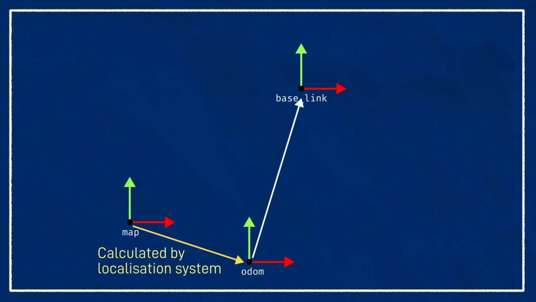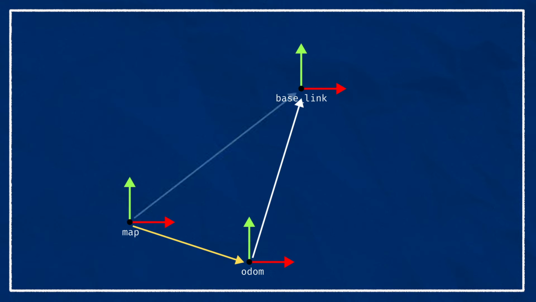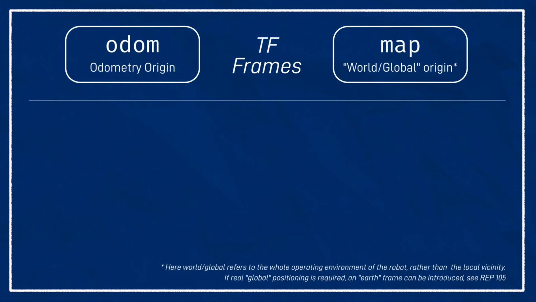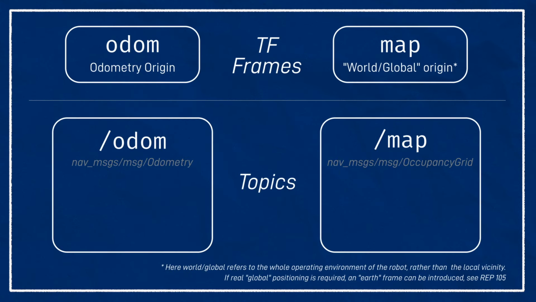This is a bit weird since the map to ODOM transform is kind of meaningless out of context, but it means that we can get the baselink pose relative to either reference point with no troubles. And it should move smoothly but drift compared to ODOM, and jump around but stay generally correct over time compared to map. As well as the ODOM and map frames, you'll also find ODOM and map topics, which contain the data about the odometry and the map.